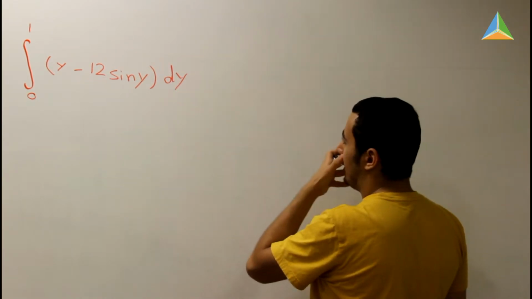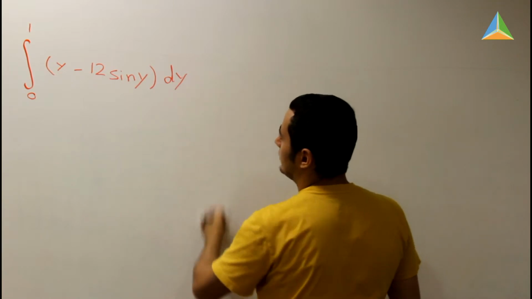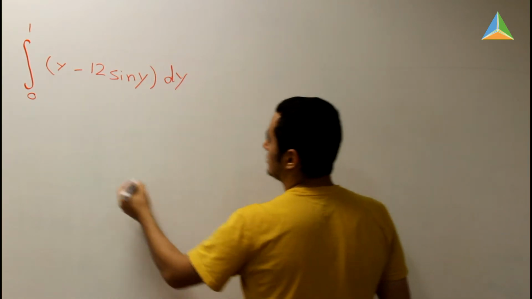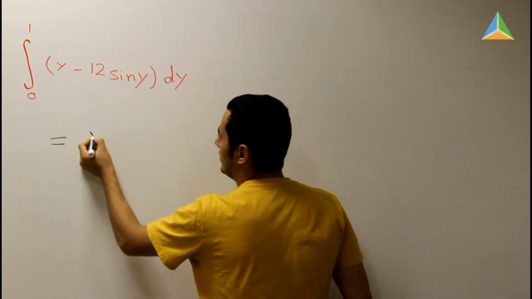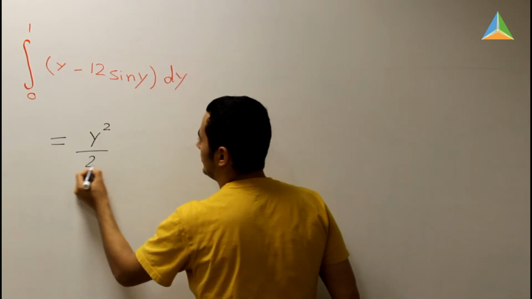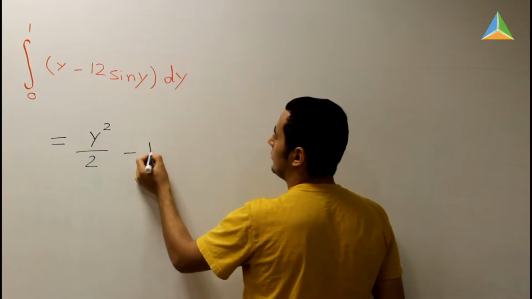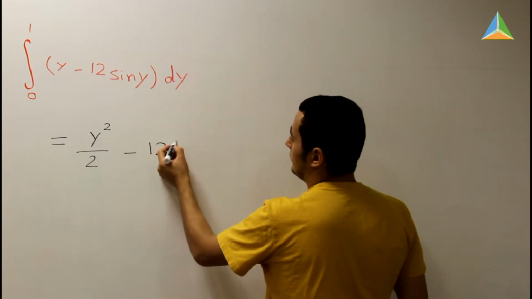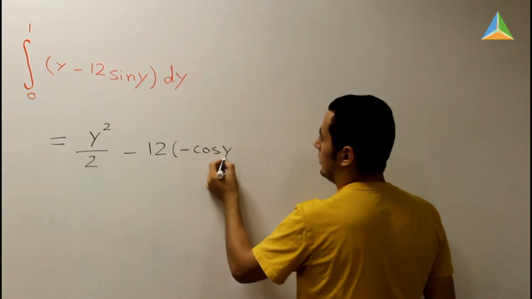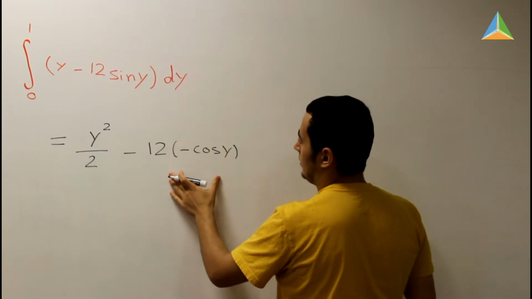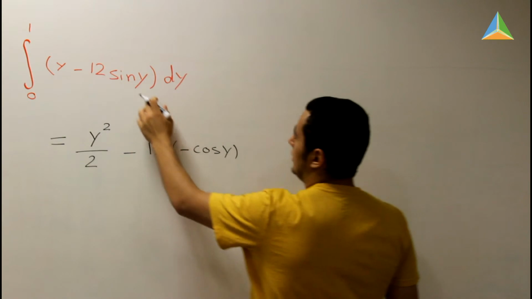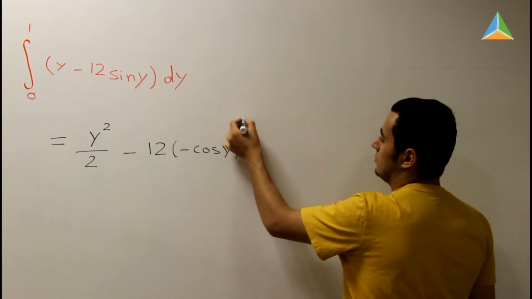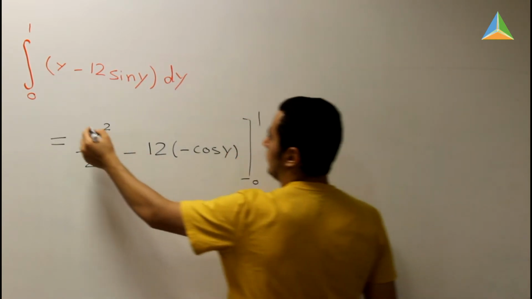So right now we will go ahead and solve this problem. The first thing we want to do is simplify, but it seems that this problem is already simplified, so we're going to go ahead and integrate. This is going to be y squared divided by 2 minus 12 times the integration of sine y, which is negative cosine y. You don't divide by anything because in here we only have y, so it's going to be divided by 1, and this is going to be between 0 and 1.